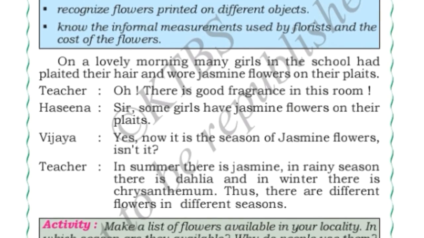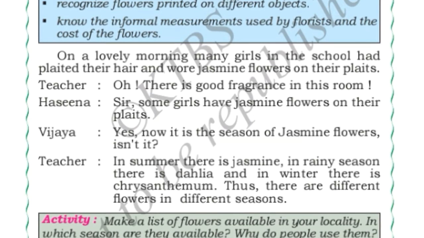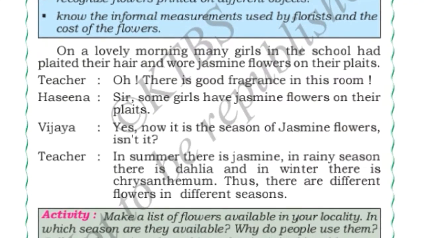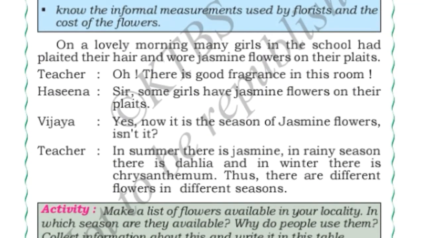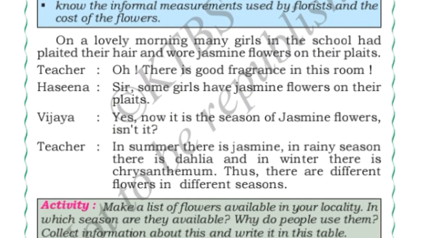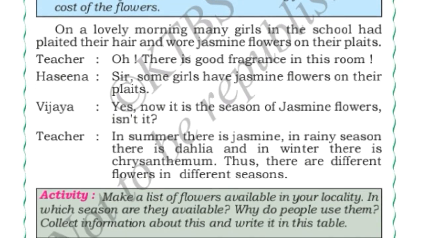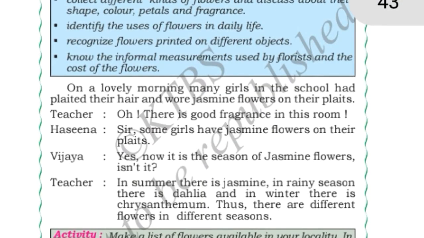So the teacher says yes, in the summer there is jasmine, and in rainy season there is dahlia flower, and in winter there is chrysanthemum. So there are different types of flowers in the different seasons. Okay. Now here we have to make a list of flowers available in our locality and in which season are they available, why do people use them. We have to collect information about this.